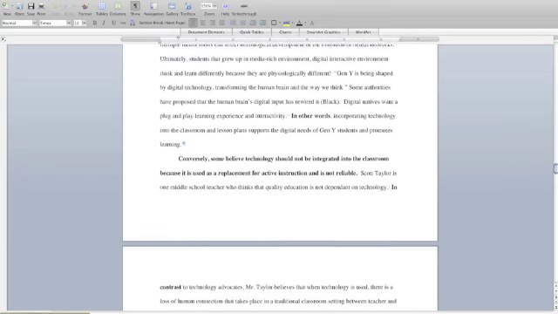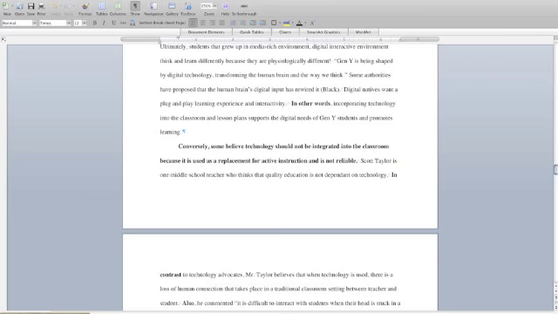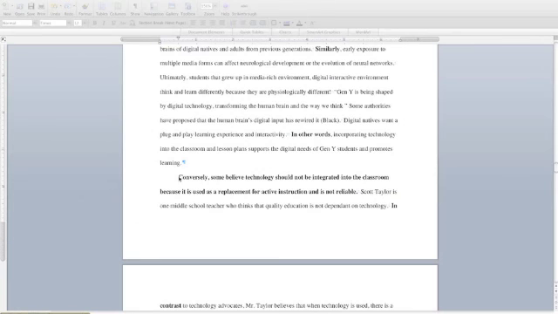All right, so next we want to move into the opposing view, and we will do that with this paragraph here. Okay, the opposing view. Notice right away that when we move into the opposing view paragraph, the very first thing that we see is a transition word that lets readers know that we're not talking about the support anymore. We're talking about the opposition. It says conversely. Conversely, some believe technology should not be integrated into the classroom because it is used as a replacement for active instruction and is not reliable.